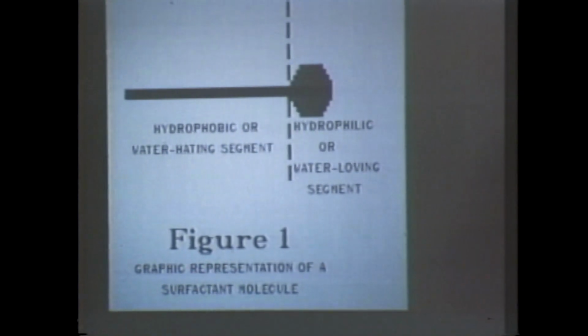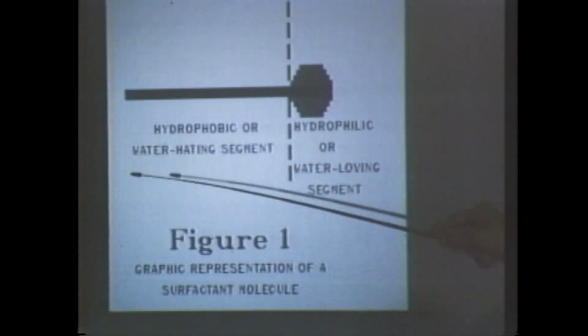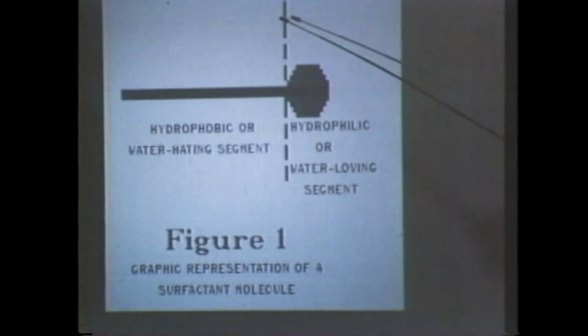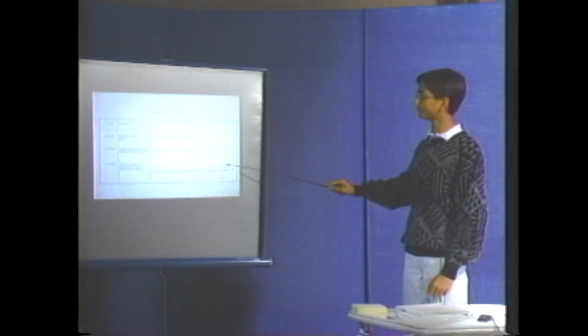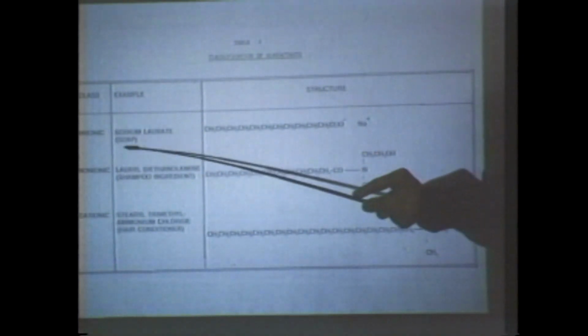This slide shows a graphical representation of a surfactant molecule. These are molecules which have a long hydrophobic or water-hating segment which contains the elements carbon and hydrogen, and a hydrophilic or water-loving segment which contains such elements as nitrogen, oxygen, sulfur, or combinations of these three elements. Depending on the ionic character of these hydrophilic groups on the surfactant molecules, a surfactant can be classified as an anionic, a non-ionic, or a cationic surfactant. This slide shows examples of each of these three types of surfactants.